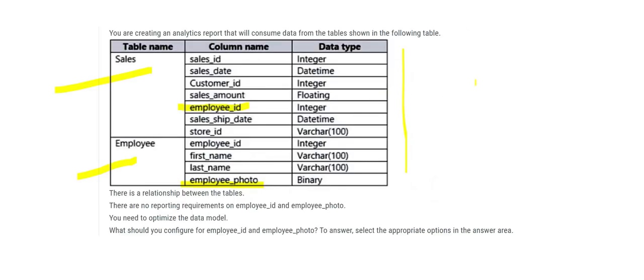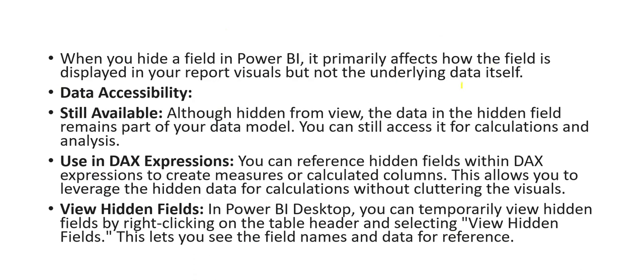Employee ID, you should hide, because even though you're not displaying it, this data might impact the granularity of the way data is displayed on the reports. When you hide, you cannot see it visually on the report, but you can still use it. The data is accessible. You can use it in DAX expressions for applying filter functions and creating calculations. You can temporarily view hidden fields by right clicking the table header and selecting view hidden fields. But in the front end, the actual final executed report, you cannot see it.